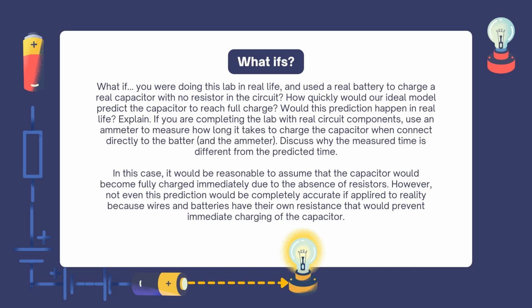Then we are asked, what if we were doing this lab in real life and used a real battery to charge a real capacitor with no resistor in the circuit? How quickly would our ideal model predict the capacitor to reach full charge, and would this prediction happen in real life? In this case, it would be reasonable to assume that the capacitor would become fully charged immediately due to the absence of resistors. However, not even this prediction would be completely accurate if applied to reality, because wires and batteries have their own resistance that will prevent immediate charging of the capacitor.